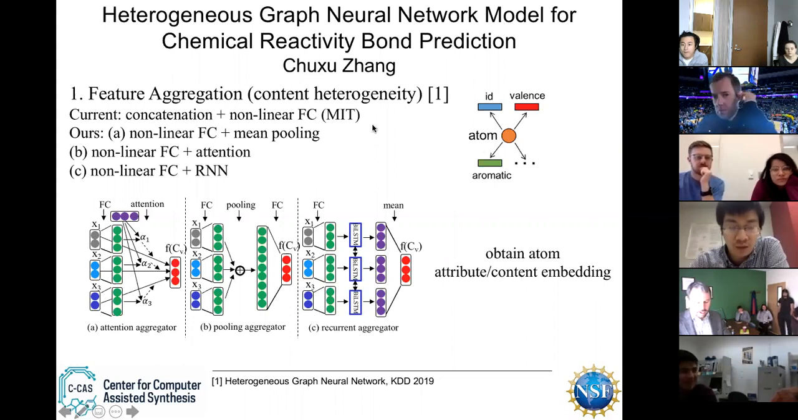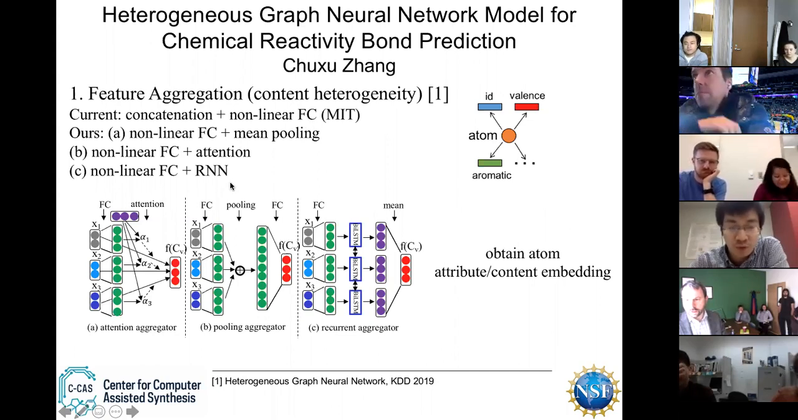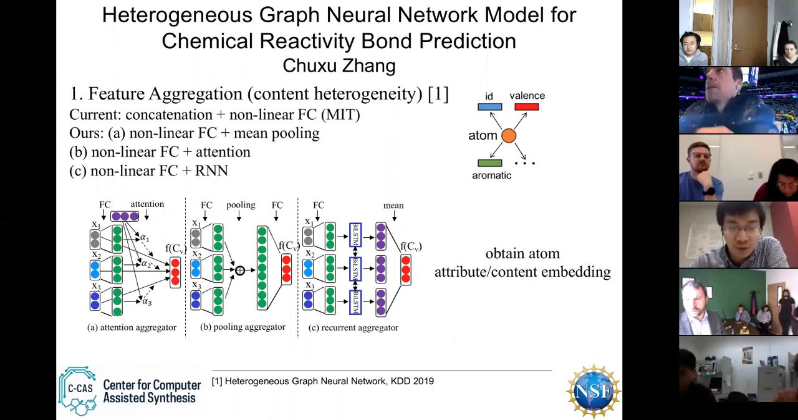But the current best baseline, MIT's work, doesn't consider the different impact of different atom attributes or different atom features. They just do the concatenation and use a nonlinear fully connected neural network to obtain the atom attribute embedding. So to solve this challenge, we can develop a better neural network module to aggregate the atom content or attribute information.